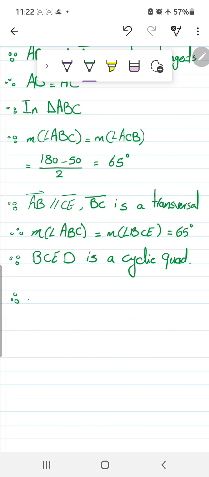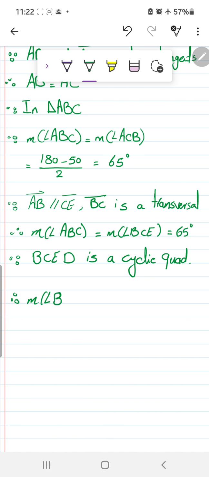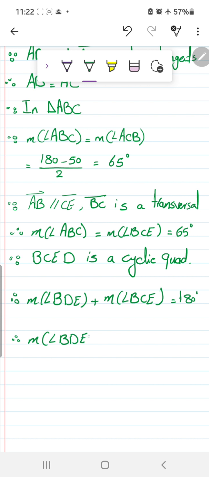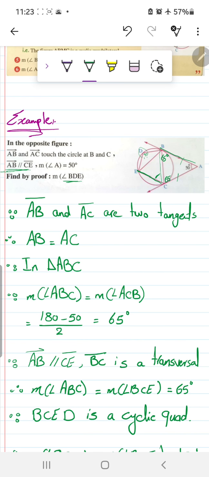So we get measure of angle BDE plus measure of angle BCE equals 180. So measure of angle BDE equals 180 minus 65 equals 115, and this is the required measure of angle BDE.